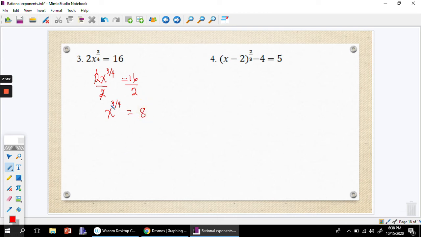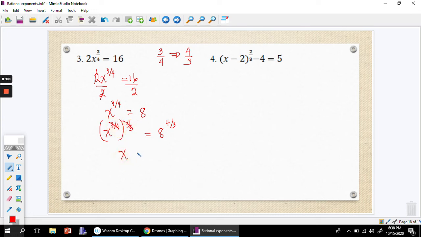And then we have to eliminate the exponent 3/4. To eliminate this, we want to make this equal to 1, right? So to do that, you get the reciprocal of 3/4. The reciprocal of 3 over 4 is 4 over 3. So we are going to raise both sides by 4 over 3. So 8 raised to 4 over 3. So 3 times 4 is 12. 4 times 3 is 12. 12 divided by 12 is 1. So this becomes 1, right?